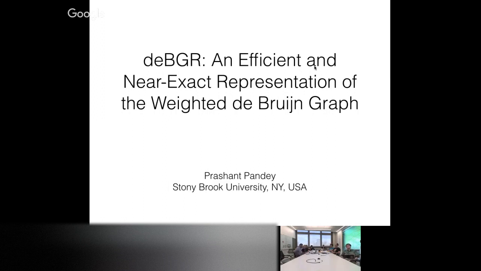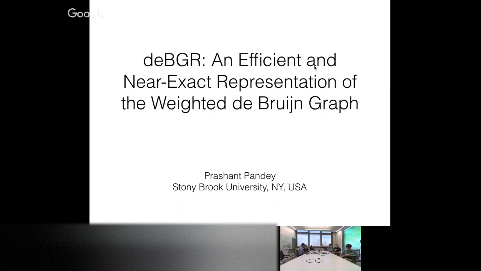All right, so today I'm going to tell you about deBGR. So deBGR is an efficient and a near exact representation of a weighted DeBruijn graph. So in the talk, I'm going to tell you at a high level what a DeBruijn graph is and how it is used in the field of computational biology. And what are the issues with those kind of graphs? And then we'll see how we can represent these graphs that are very, very huge in a very small amount of space efficiently and do error correction as well on them.